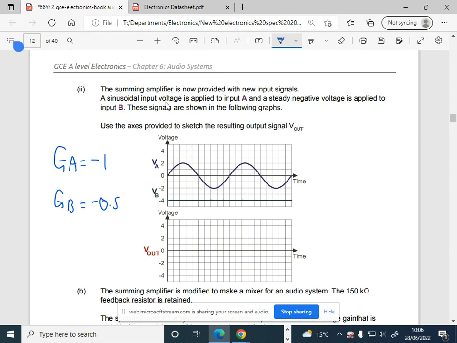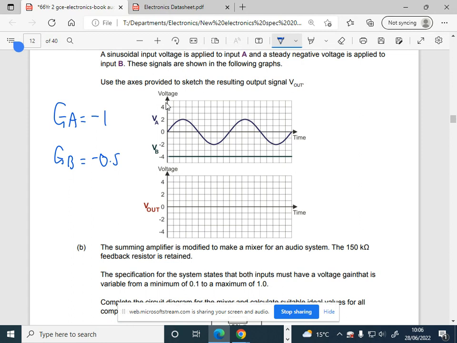Right. If it was just plotting VA, it would have a gain of minus 1. It would literally be the same signal, just inverted, because it's just a gain of minus 1. If it was just plotting VB on its own, it would be the same signal multiplied by a half. So if you've got minus 4 going in, it would therefore be minus 2, because that's half of that, but inverted. So it would just be sat at 2 volt. So that would be VB if it was just on its own.